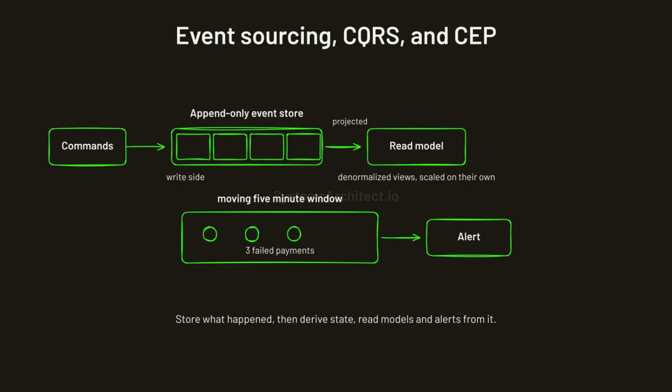Event sourcing stores the sequence of events as the system of record. Current state becomes a projection you rebuild by replaying that sequence. CQRS, or Command Query Responsibility Segregation, splits the write model from the read model. Writes append events, while reads hit denormalized views tuned for each query. Complex Event Processing, or CEP, looks for patterns across many events in a moving time window. Fraud detection and equipment alerting use it to spot 3 failures inside 5 minutes.